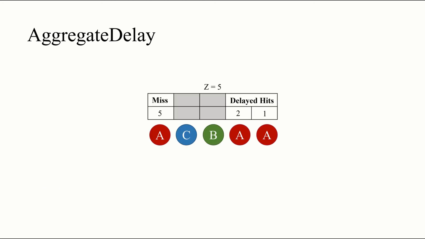Here's an example of how to compute the aggregate delay. We have a Z value of 5 and 3 requests to A, the original miss plus 2 delayed hits. So in computing the aggregate delay for A, we would count the miss as well as the delayed hits, but ignore the requests to unrelated objects B and C. This yields an aggregate delay of 8.